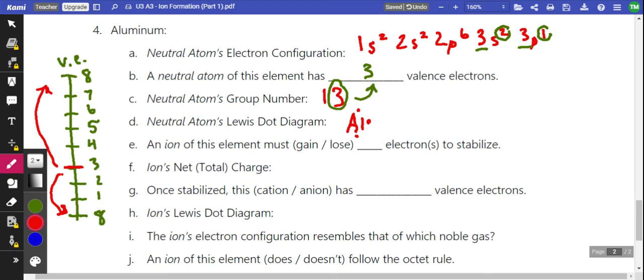Okay, and think about this. If it's gaining or losing electrons, be careful what its charge is going to be and what we are going to call it. Remember, cations are positive and anions are negative. Okay, so would it be easier for aluminum to lose 3 electrons or gain 5 electrons? Based on that, how negative or how positive does it become based on how many electrons it gains or loses? What noble gas is it going to kind of be like once it gains or loses those electrons? And does it follow the octet rule? Do we wind up with 8 valence electrons, either by gaining or losing? Okay, so give that one a try for yourself.